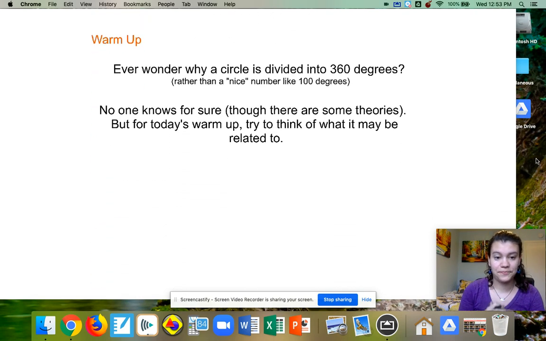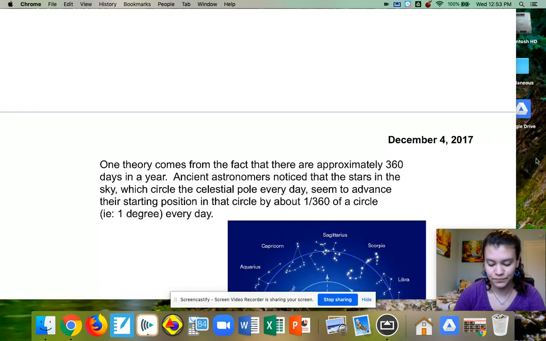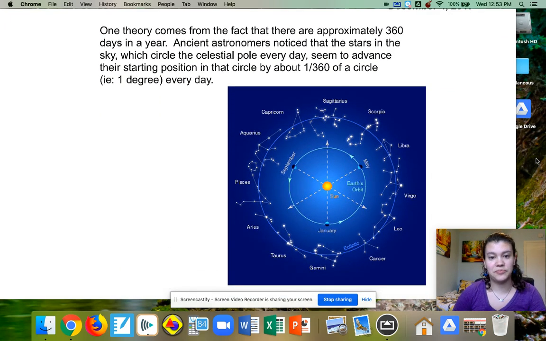So for the warm-up, think about why do we divide a circle into 360 degrees rather than some number like 100 or something else that would be easy to divide it into. So think about it for a second, and then I'll go through some of the different theories about why. So the first theory comes from the idea that there's about 360 days in a year. So you look at the stars in the sky, each day the stars move a little bit, which then relates to about 1/360th of a circle, or 1 degree every day.